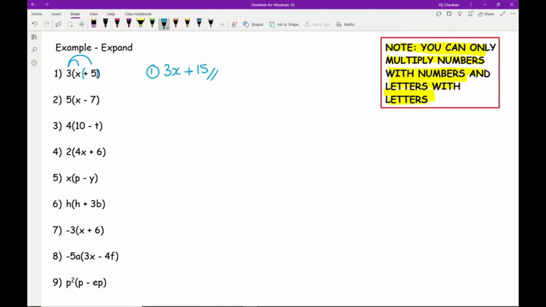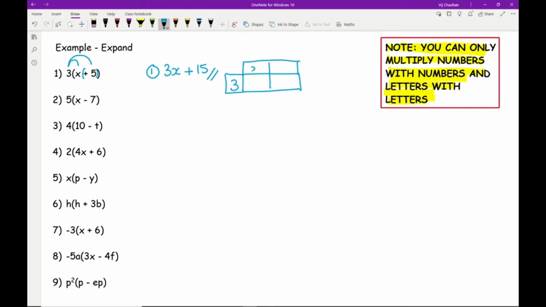Now, if I want to do this using a grid method, then what I'll do is I'll set up a grid that looks very, very similar to this. And it's very, very similar to how you use the grid method when you are multiplying out, let's say, double digits or doing long multiplication.